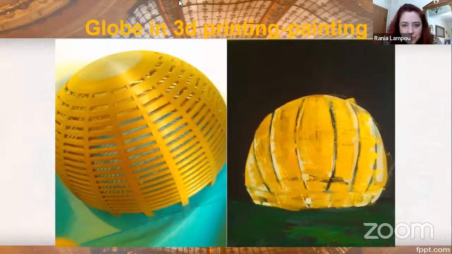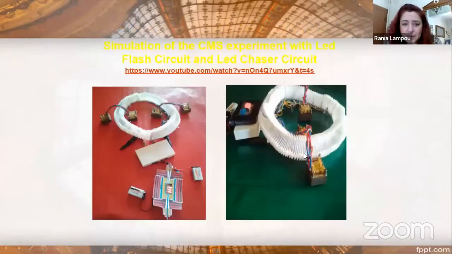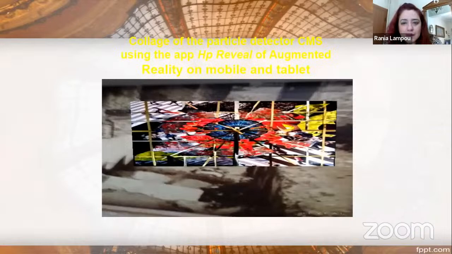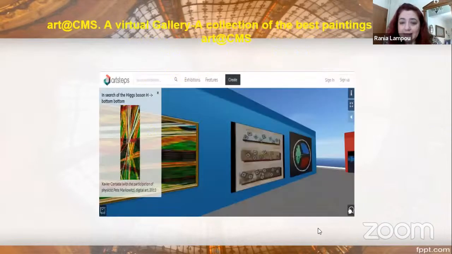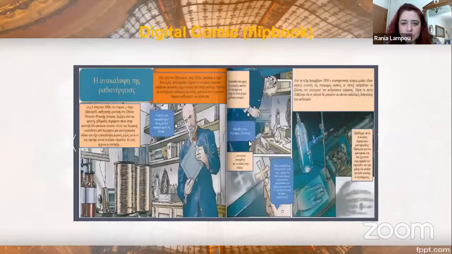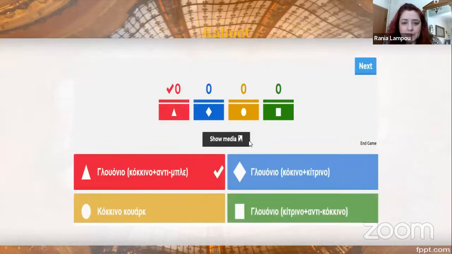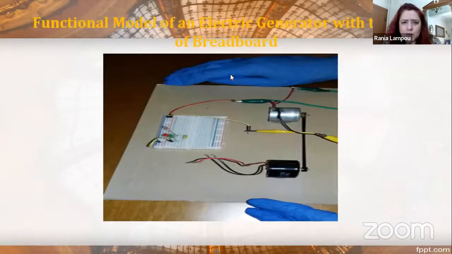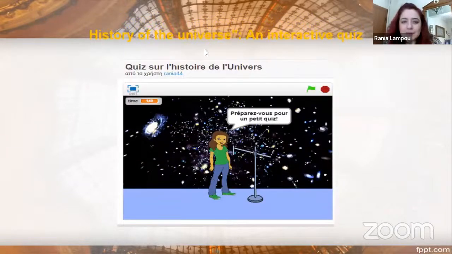Globe of Science and Innovation, 3D printing, a simulation of the CMS experiment with an LED flash circuit, the LED sensor circuit, part of the CMS detector. Using the HP Reveal tool I mentioned before for augmented reality, virtual galleries, all this with digital tools, flipbooks. Here is a model of an electric generator with the use of a breadboard. An interactive quiz using Scratch.